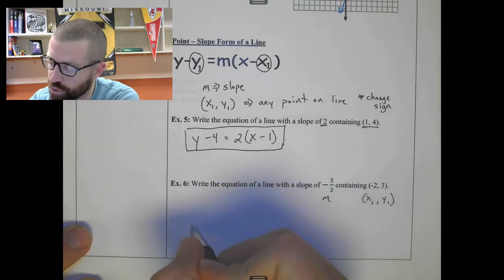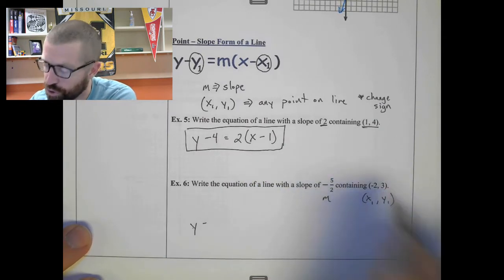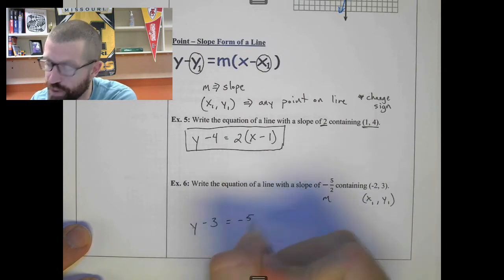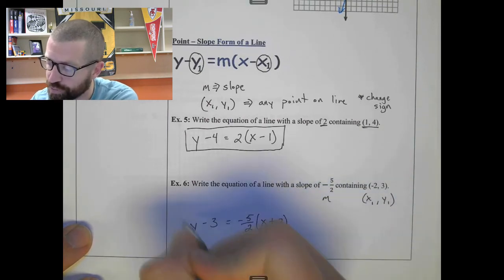Okay, so write an equation, y is y. And then in this case, y1 is 3, so it's minus 3. Remember, you change the sign. M is m. That sign stays. And then x is negative 2, so that'd be x plus 2.